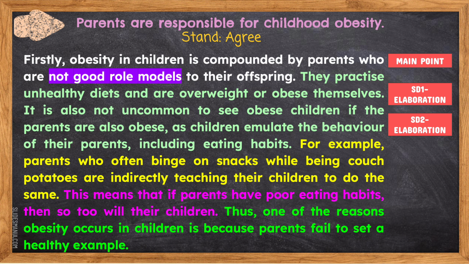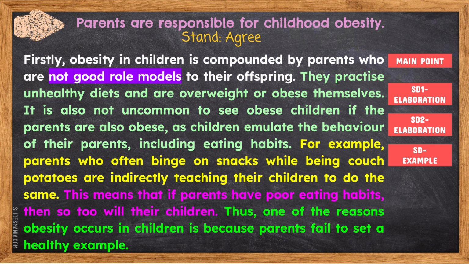Then you give an example. Okay, for example, parents who often binge, okay, just now we have discussed, alright, while being couch potatoes are indirectly teaching their children to do the same. Okay, so just now we have already said that. Right, children copy. So telling the children that it's okay to sit in front of the TV and to eat a lot. Alright, and to be inactive. So they are showing that to their children.